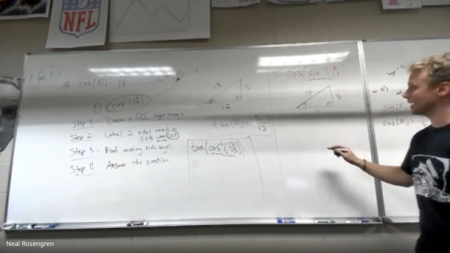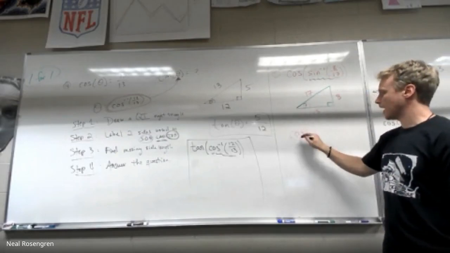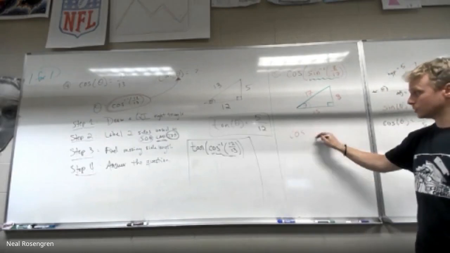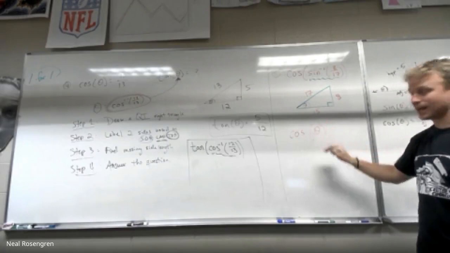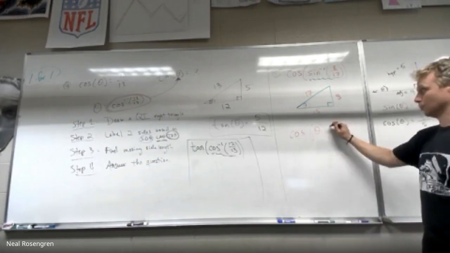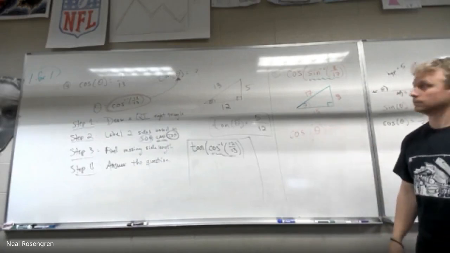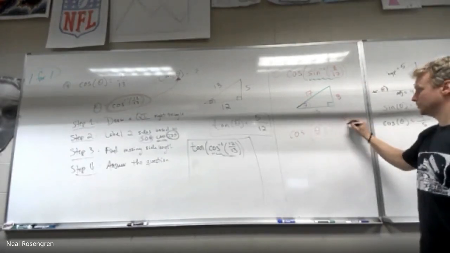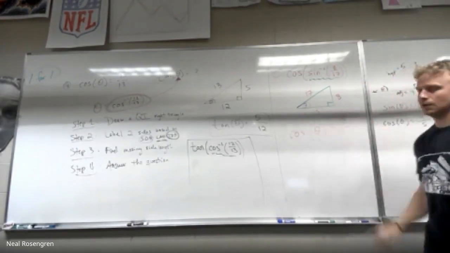Find that missing side length. Now all I really have to do is answer the question, okay, what's the cosine of that angle that I just drew? Well, cosine, adjacent over hypotenuse, 15 over 17. And I'm done.